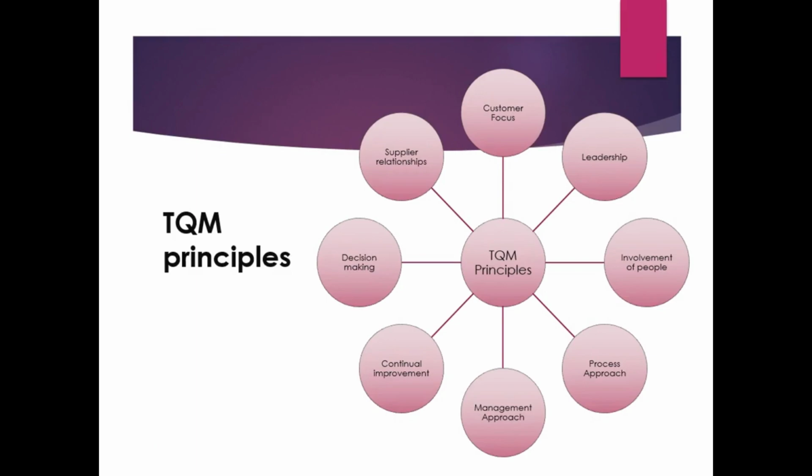Factual approach to decision making. So decisions must only be made based on fact, on reliable data, and on reliable systems. Mutually beneficial supplier relationships is a new one I've included, where both the company and the supplier can benefit from one another's resources and know-how, knowing that this will result in value for all if they work together.